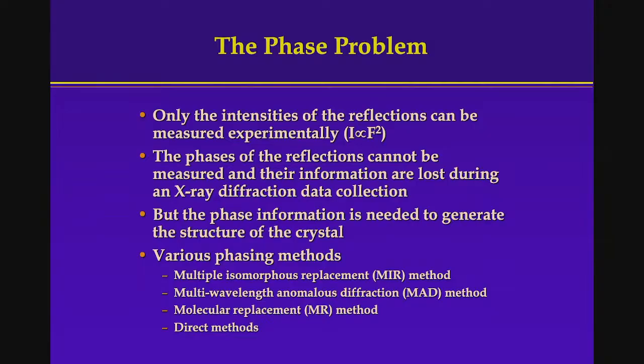Like if you look at the light microscope, you have lenses that can focus the light to get your image. But for X-rays, there is no lens that can focus them. So you lose the phase information. So we have to generate the phase information indirectly.